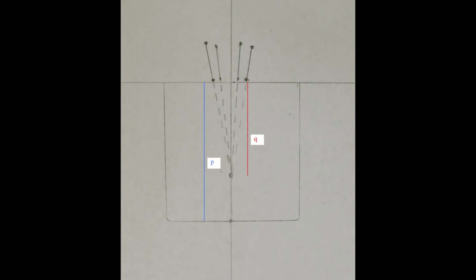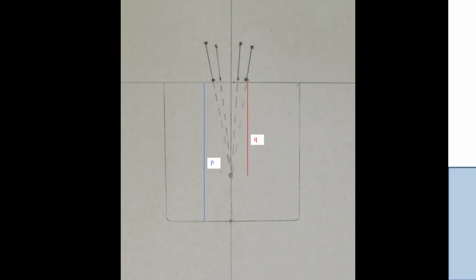The actual depth p is the depth of the glass. The apparent depth is the distance of the virtual image to the surface of the glass. The ratio of p to q should be approximately n, the index of refraction of the glass.